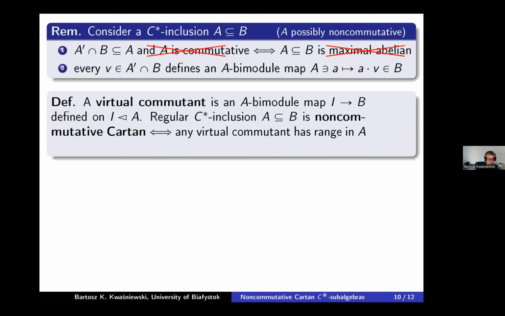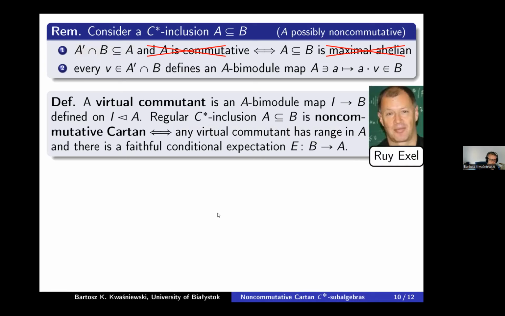And then with this notion of a virtual commutant, the definition of a non-commutative Cartan subalgebra is as follows. If we consider a regular inclusion, it is a non-commutative Cartan inclusion if any virtual commutant has range in A. So this condition is supposed to play the role of this condition. And we have this faithful conditional expectation.